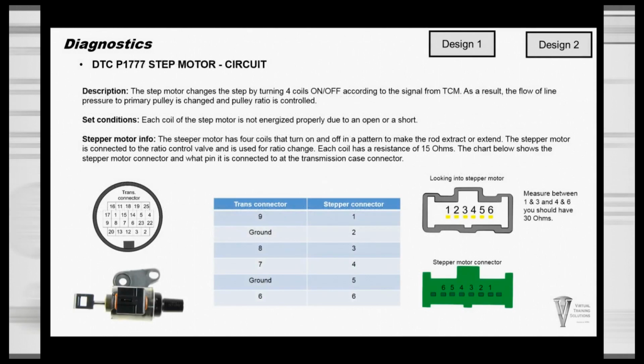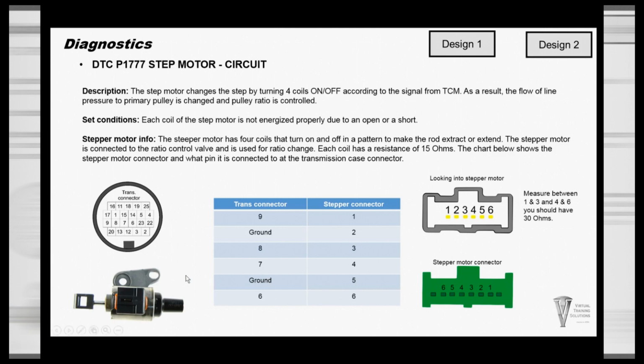Alright, stepper motors. The one thing that not everybody is used to in the transmission industry is kind of new for CVTs and for us transmission mechanics. A lot of stepper motors get replaced for absolutely no reason because of these codes. You'll see a code P1777 stepper motor circuit. Notice it said circuit. That's a big clue right there when it comes to stepper motor codes.